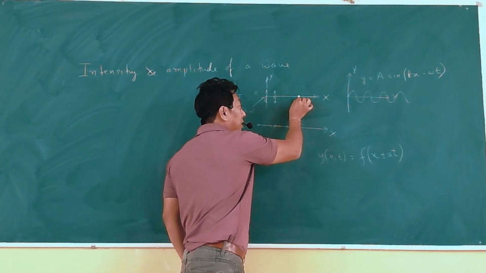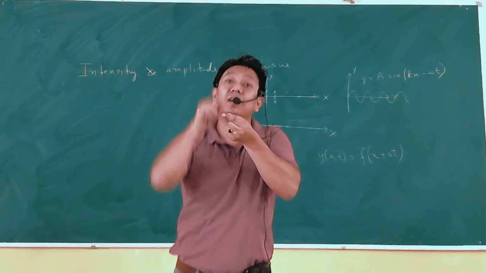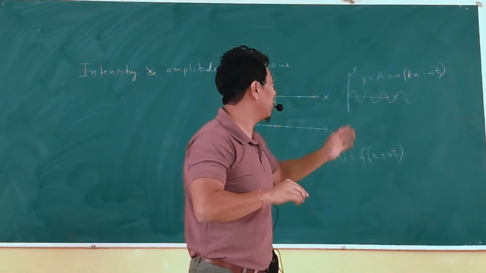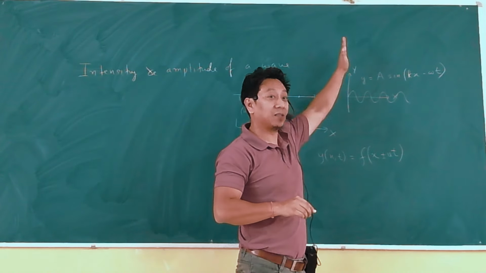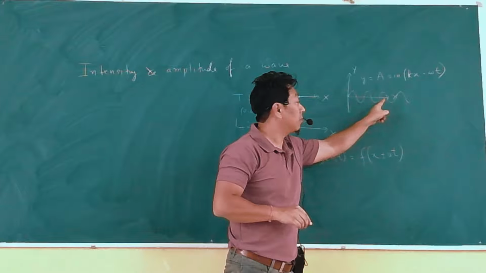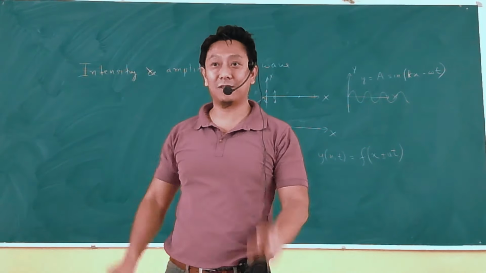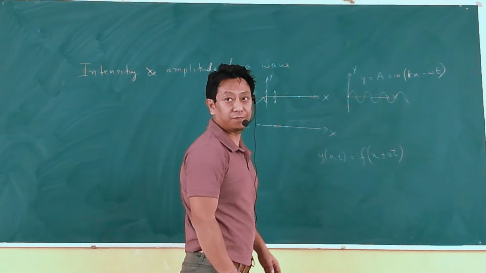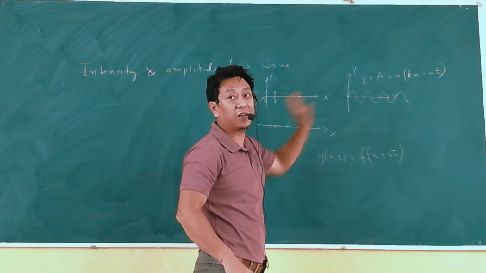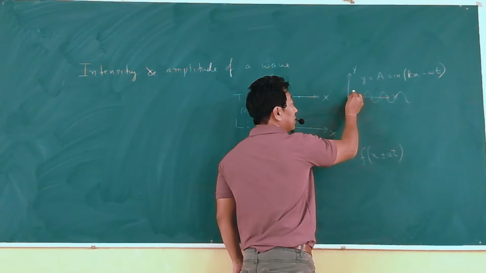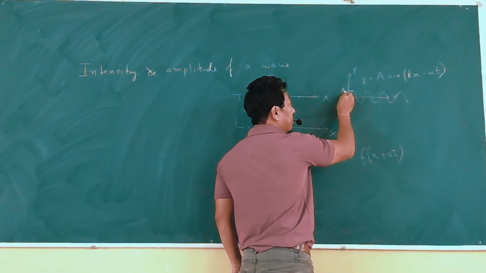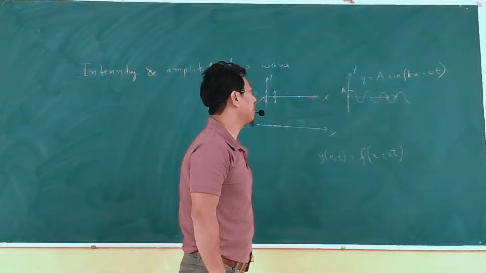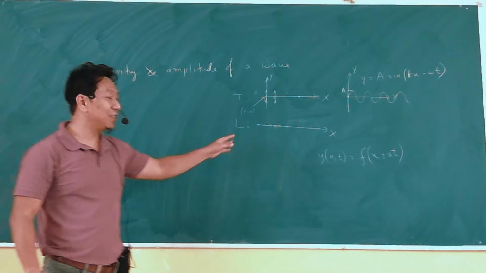So for this particle, what is the displacement? Displacement is measured where? Along the y-axis. So we will plot displacement along the y-axis and position along the x-axis. So for this particle, what is the displacement? 0, right now in this diagram. For this particle, what is the displacement? Maximum. Maximum displacement is called what I told? Amplitude.